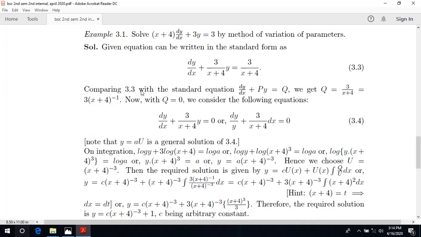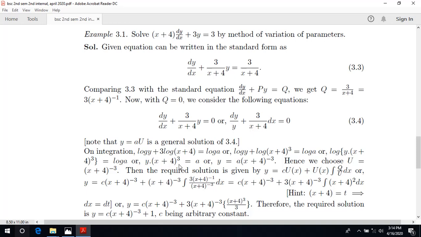Now you just recall step 2. When you put q equal to 0, equation 3.3 reduces to this form. After rearrangement and separating the variables, you get this expression. It is needed because we want to integrate this expression. So it is now integrable, and you can easily integrate. The integration of this will be log y.